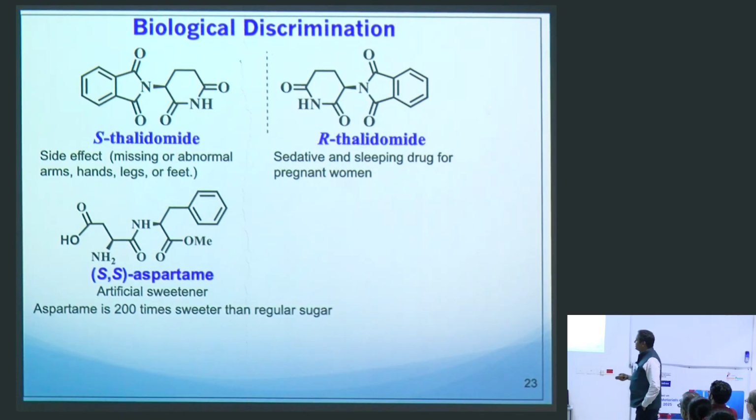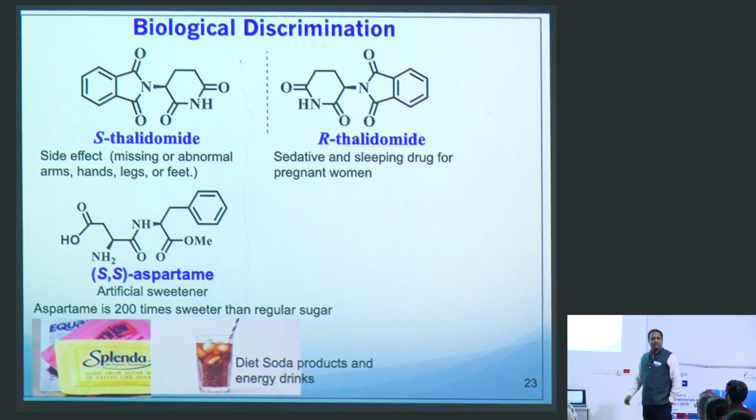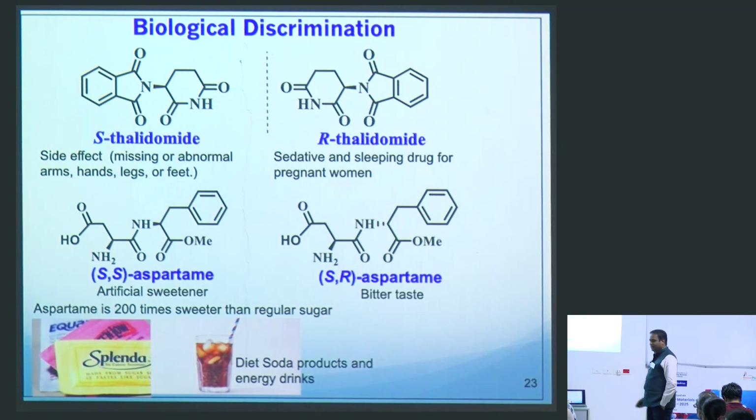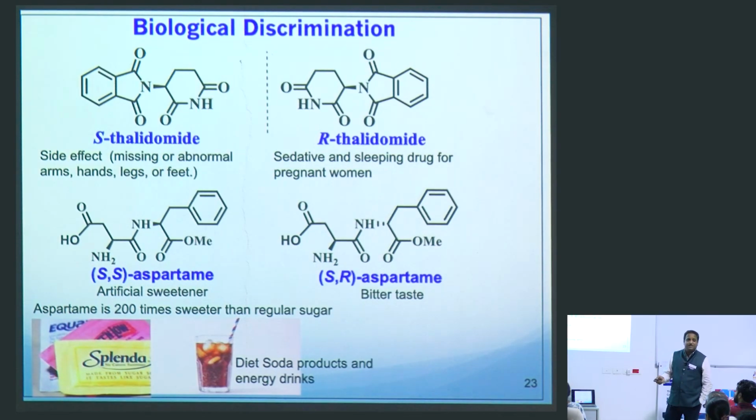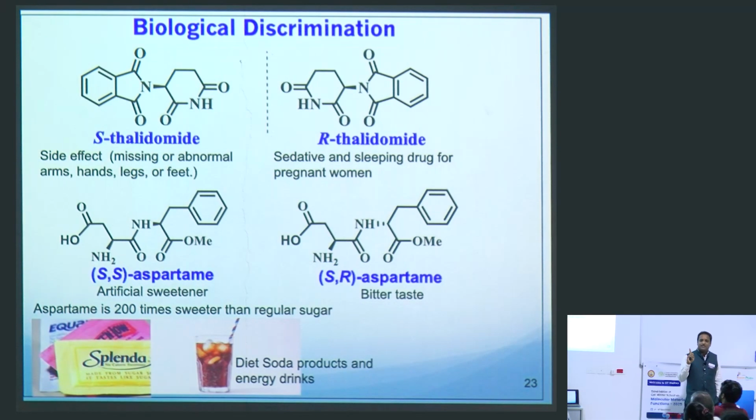You may see naturally there are diet soda, spandula. I will show some more examples. Even before 2024 we popularly used this spandula or diet soda, but nowadays there are studies. If we go for another one, just changing one chiral center from the S isomer into the R isomer, it is bitter in taste. Just changing the one chiral center.